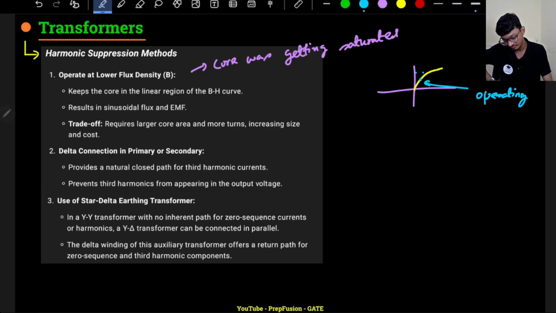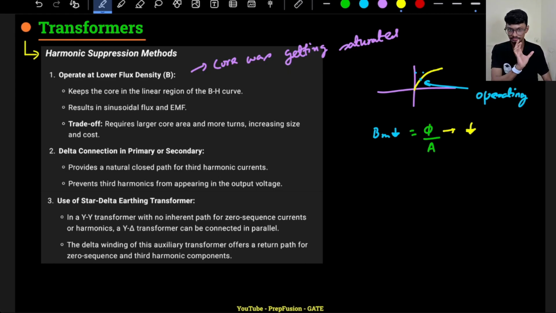The disadvantage is, if I am lowering my B_M, there are two ways I can reduce it. What is B_M equal to? B_M is equal to phi by area, right? So either you reduce the flux. Now if I reduce the flux, the induced EMF also gets reduced, because flux is proportional to induced EMF. So I cannot transfer a huge amount of EMF. That is a problem, right?